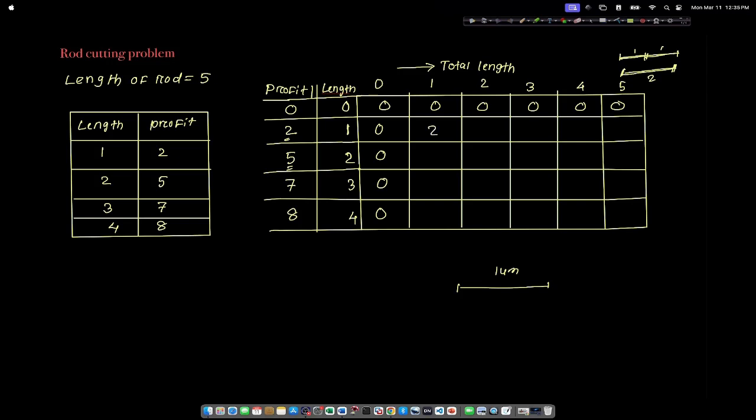Then we'll go to the next cell. Now let's consider this cell. This cell says that we have a rod of 2 units total length.